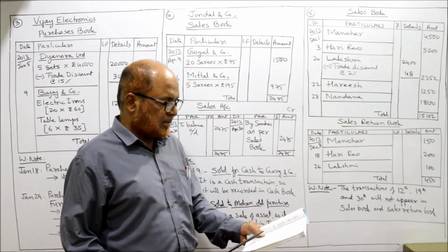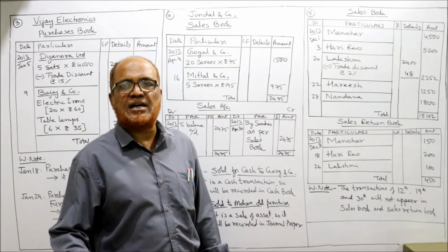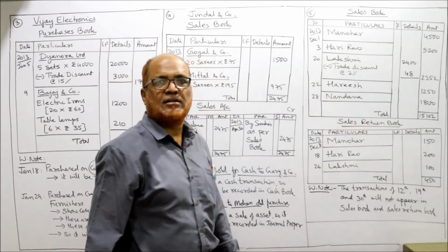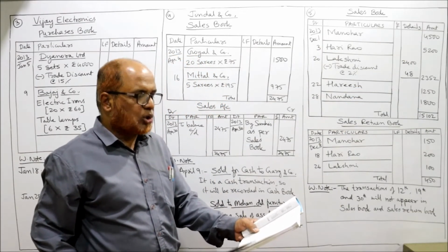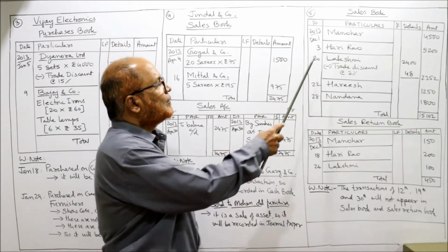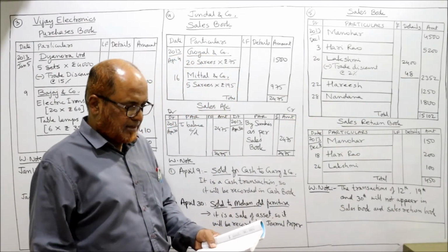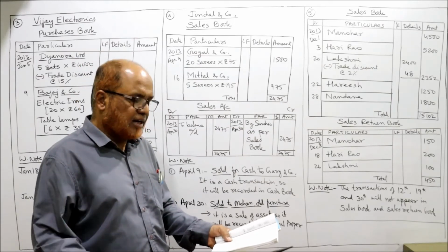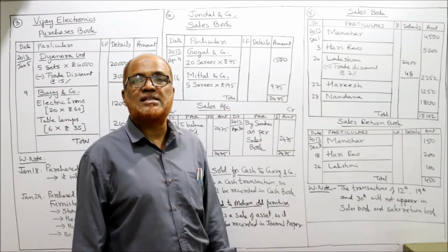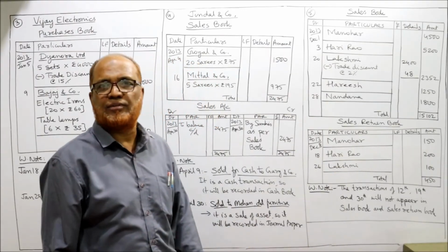First one. December 1, 2013. Sold goods to Manohar. It's a credit sale to Manohar. So I have taken Manohar, 4,500. Next transaction, goods sold to Hari Rao, 5,200. Third over. December 8th, goods returned by Manohar. It's a sales return. So sales return book, Manohar, 150 rupees.